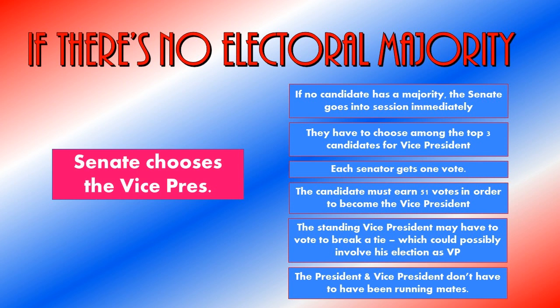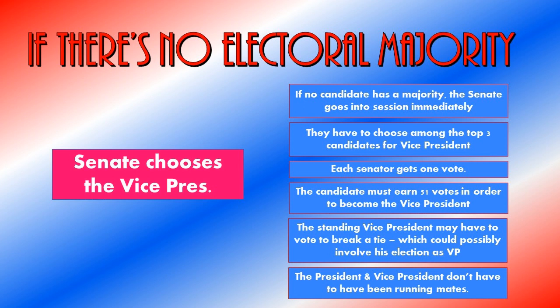In the event of a tie, just like any other process in the Senate, the current vice president will have the ability to break a tie. This is a weird situation because the current vice president may be one of the people that the Senate is deciding on. The current vice president may be up for re-election, and so the current vice president may be able to vote to break a tie and vote for themselves. So the standing vice president votes to break a tie in this situation.